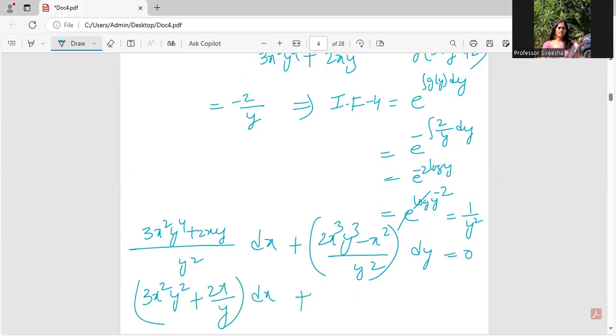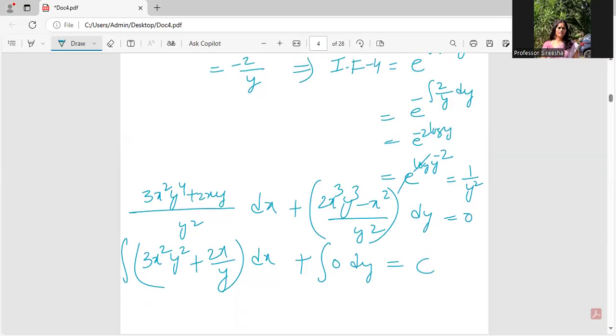I can directly integrate. Now coming to the dy term, the first term is not independent of x. The second term is also not independent of x. So I have no contribution from the second term. Only the first term contributes. So what happens is 3x³/3 · y², y² being a constant, plus 2x²/2y plus 0 is equal to c.